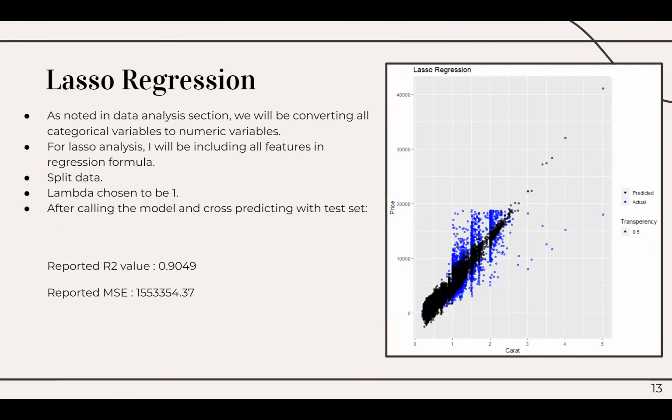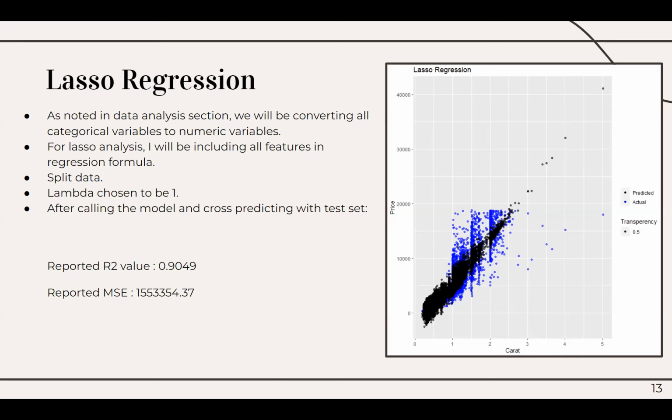So moving on, we're going to try the lasso regression here. For lasso, I'll be including all of the features in the regression formula. So it's not just a select few, it's all of them. I chose lambda to be 1. And then after calling the model and cross-predicting with the data set, these are the results that I've got. If you look at the graph here on the right, you can see that my model wants to predict all the carats above 3, 4, and 5 to be a much higher price than they actually are. And this is actually doing its job correctly.